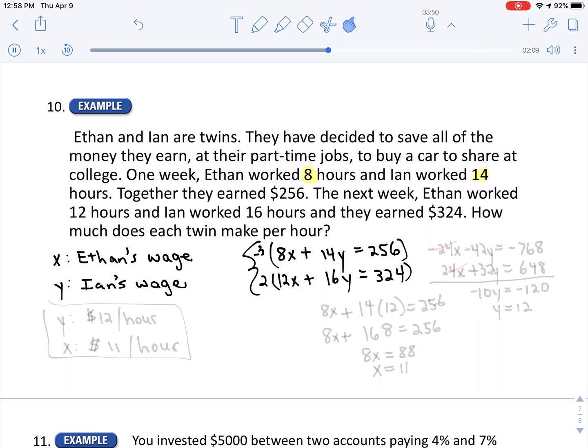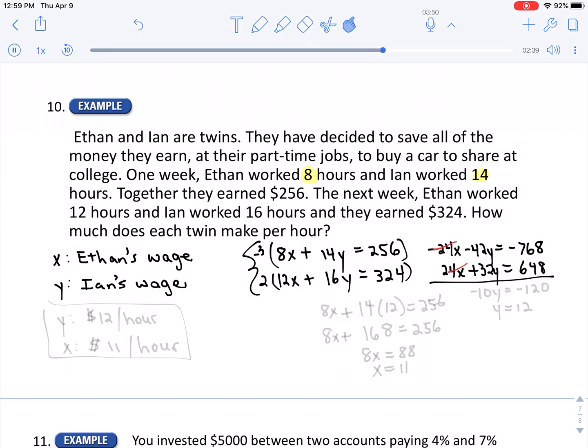I get a -24X minus 42Y equals a -768 for the top one. And for the bottom one, I get 24X plus 32Y equals 648. Now I add those together, and notice again I'm using that elimination, and my X is eliminated.